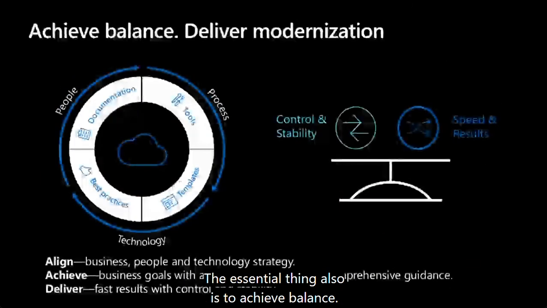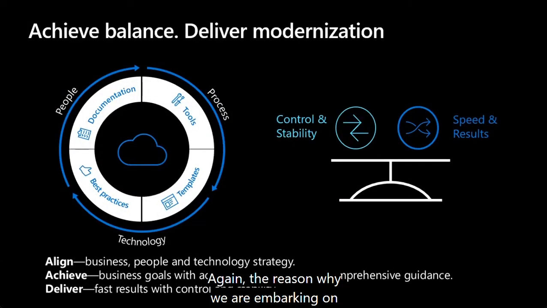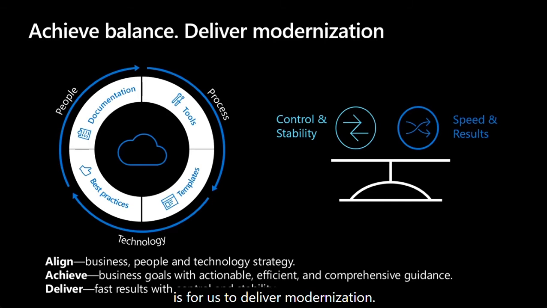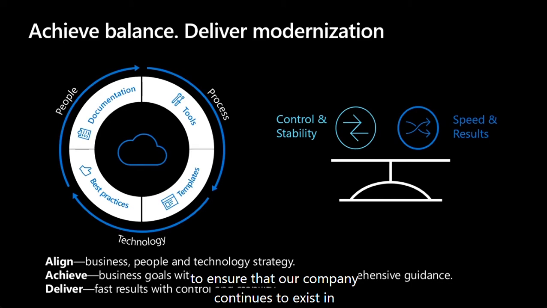The essential thing also is to achieve balance. Again, the reason why we are embarking on a digital transformation journey using the cloud is for us to deliver modernization, to save costs for the company, to ensure that our company continues to exist in this new world where customer experience becomes important and digital experiences become paramount. And we have to accelerate that to make sure that we survive crises such as the COVID-19 pandemic. But the Cloud Adoption Framework also gives us a semblance of a balance between control and stability, but at the same time delivering speed and results.